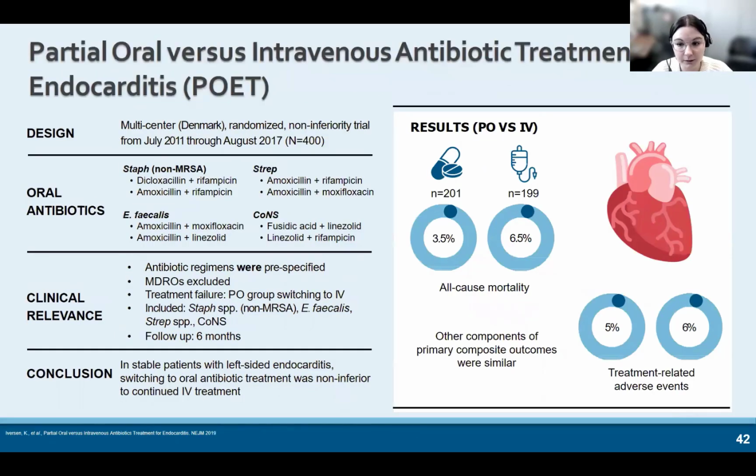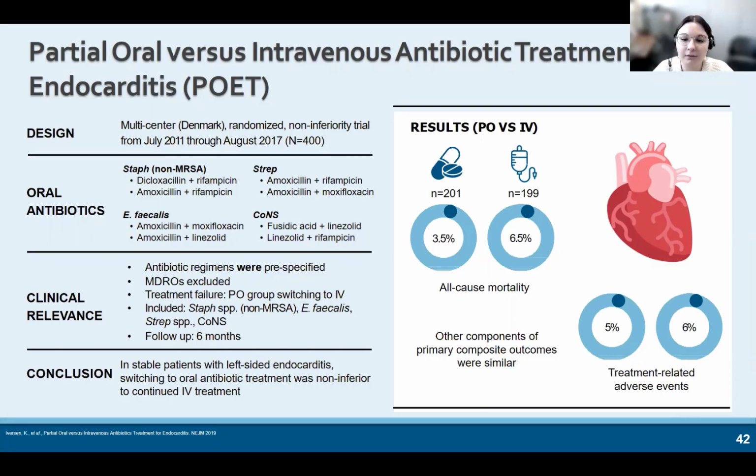The last trial we'll be looking at is the POET trial, which is the main landmark trial for assessing oral antibiotic therapy in left-sided infective endocarditis, in contrast to the previous trial, which was right-sided endocarditis. The purpose of this trial was to determine whether a switch from IV to oral antibiotics, once the patient is in stable condition, would result in efficacy and safety similar to those who continued IV treatment.